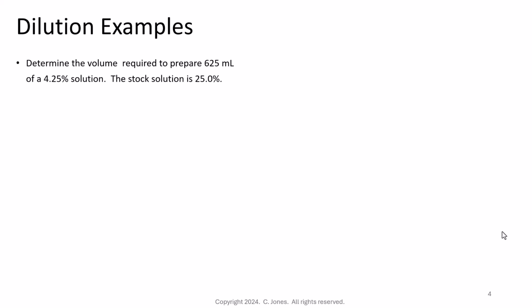Determine the volume required to prepare 625 mils of a 4.25% solution. The stock solution is 25.0%. So if you remember from segment 2, the pattern of steps I gave you about how to solve these problems. First thing is read the problem carefully, look at the words so you can match the numbers to what you need to do. So we need to prepare 625 mils of this percentage solution, right? And then the stock solution is 25.0%.